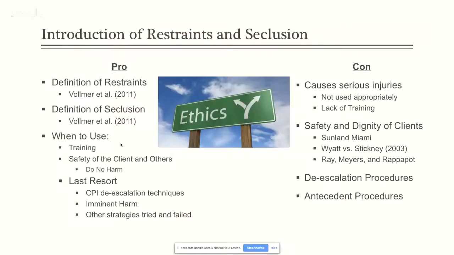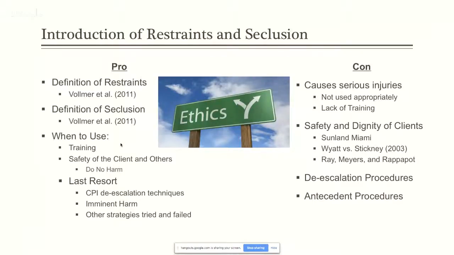Opposed to the idea of using restraints and seclusions, we have done thorough research and have identified cases in which the use of physical restraints has caused serious injury to the individual. With a series of events in which restraints weren't used appropriately and without proper training, we stand firm in our stance that restraints and seclusion should not be an option. To ensure the safety and dignity of the clients with whom we work, to support our stance, we will be presenting the following points.